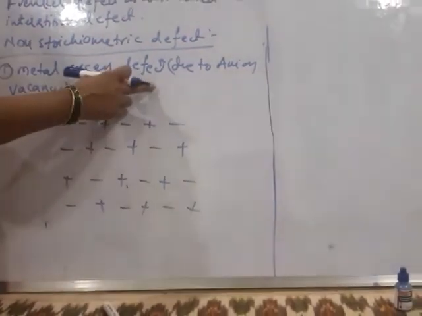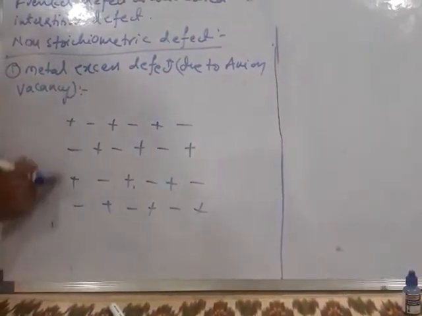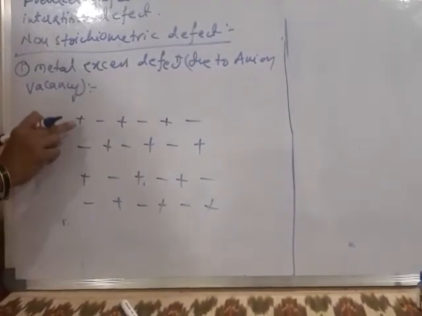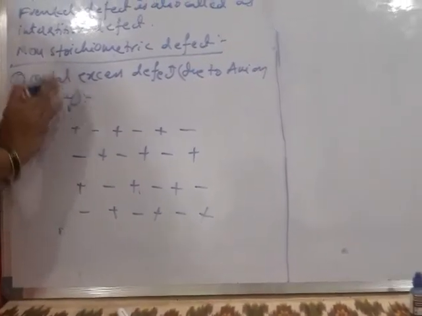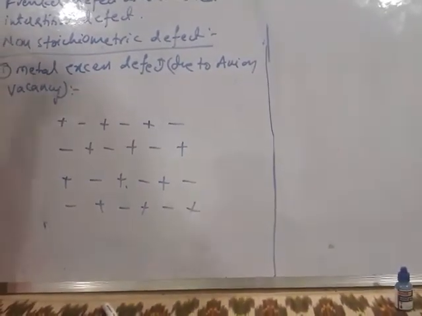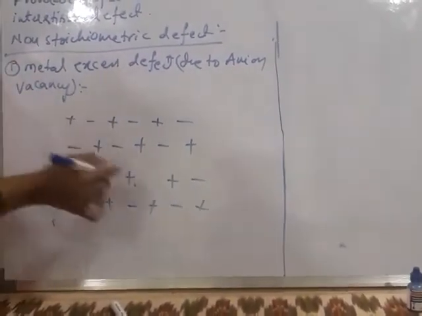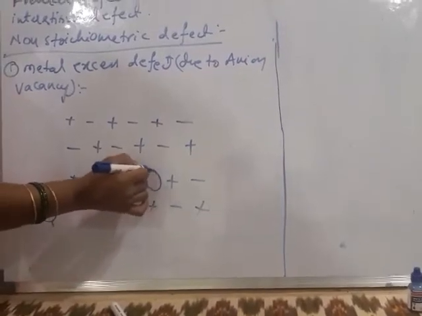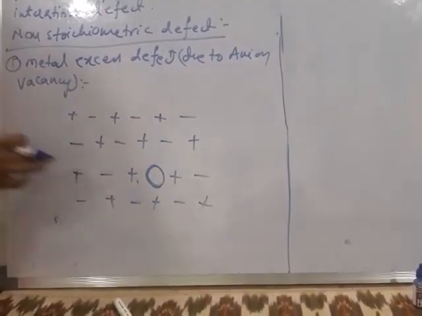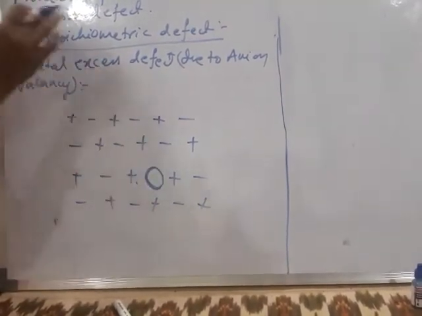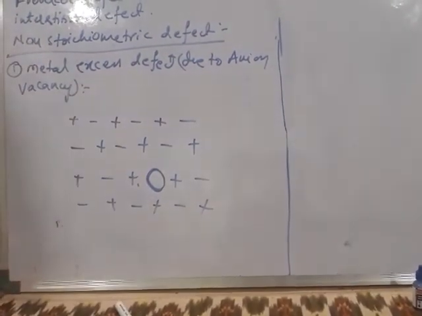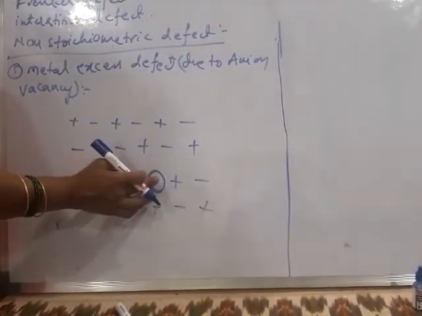Metal excess defect due to anion vacancy. So this is the crystal lattice, having positive and negative ions in alternate positions in an orderly manner. If one anion escapes from the crystal lattice, a hole is created in the crystal lattice. So this is an anion vacancy.